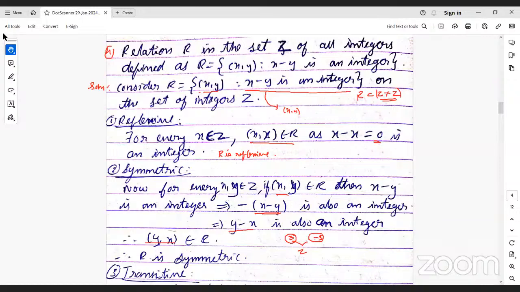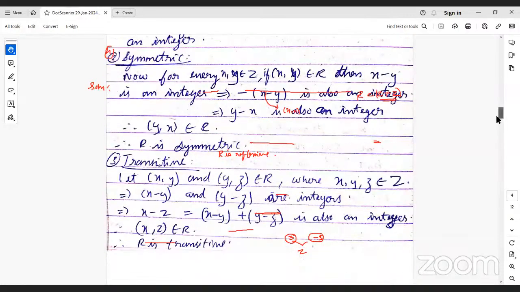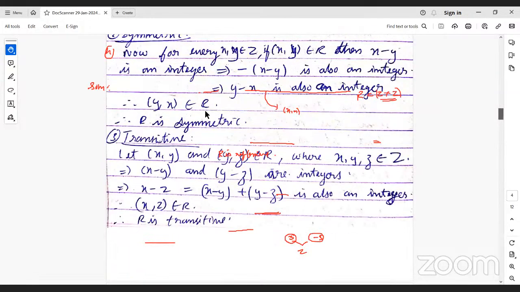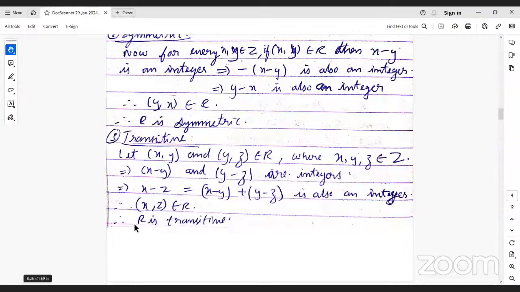So for transitivity, these generalized statements are important. Whatever format the solution is given, you try to practice it in that way. If you don't understand any step, you can ask again in the comment section. And then the last case here is of transitivity. So in case of transitivity, we need to consider two ordered pairs here.